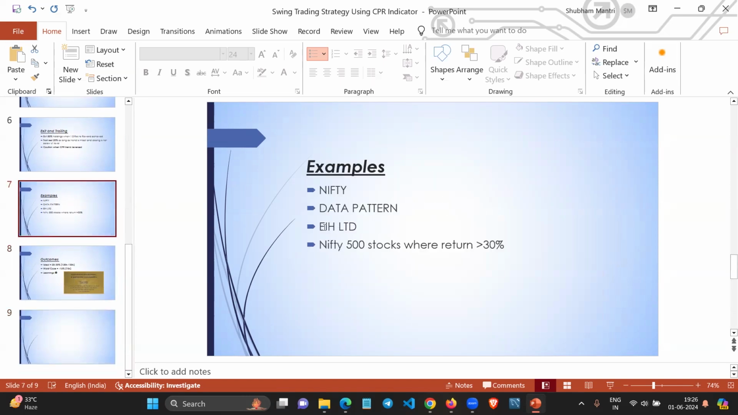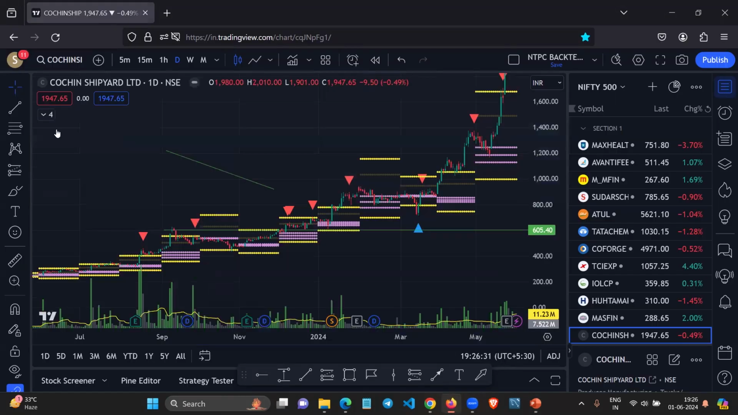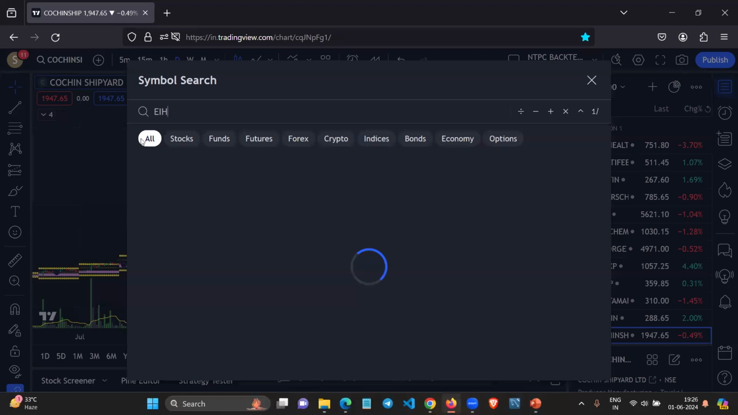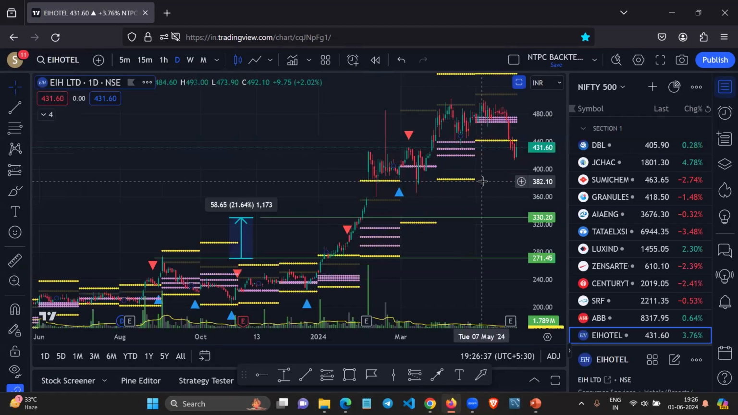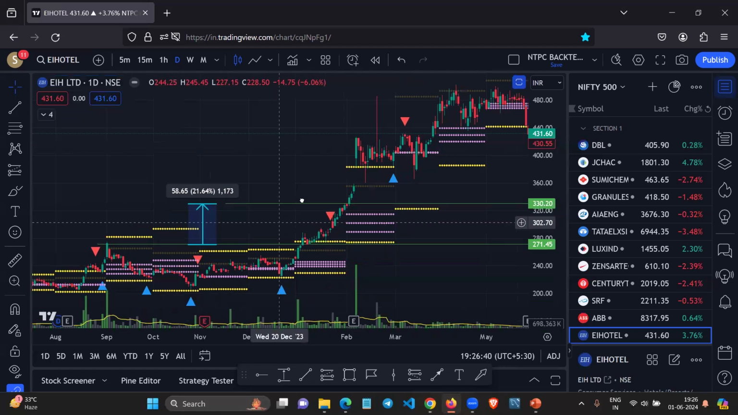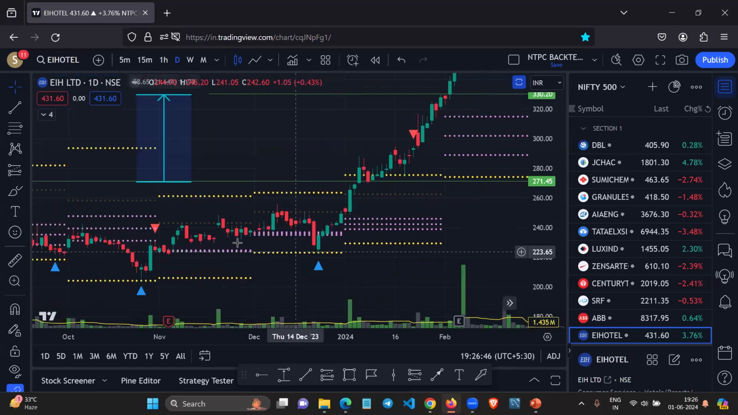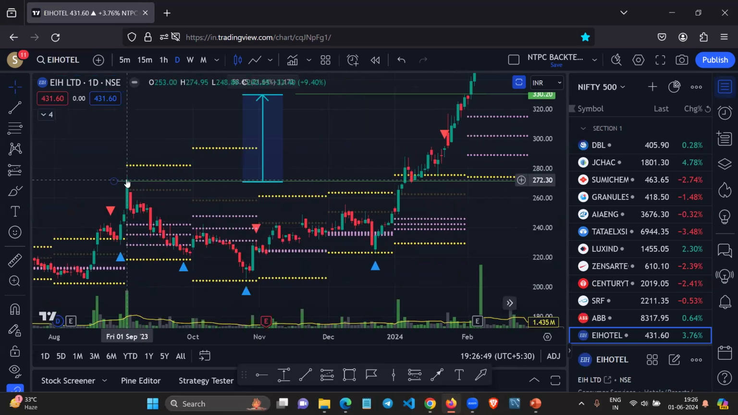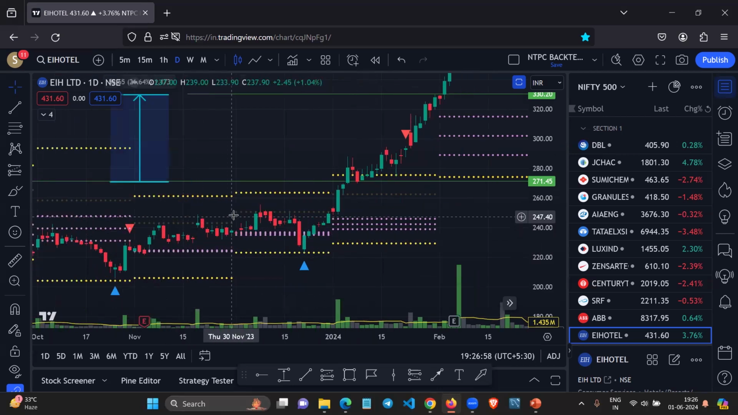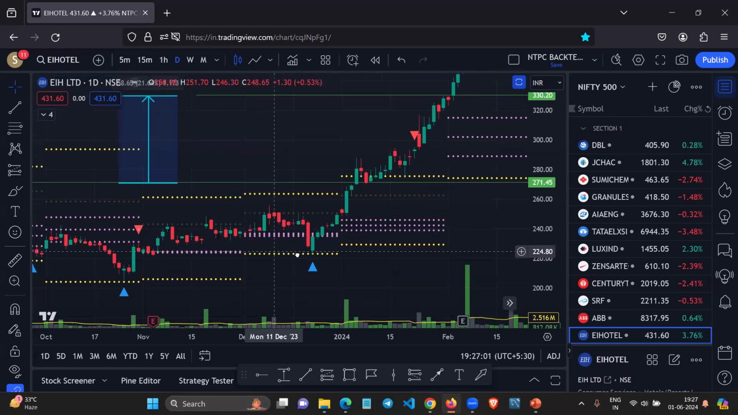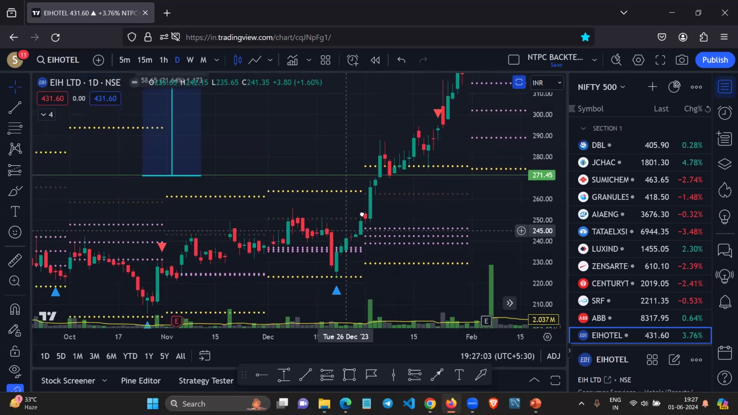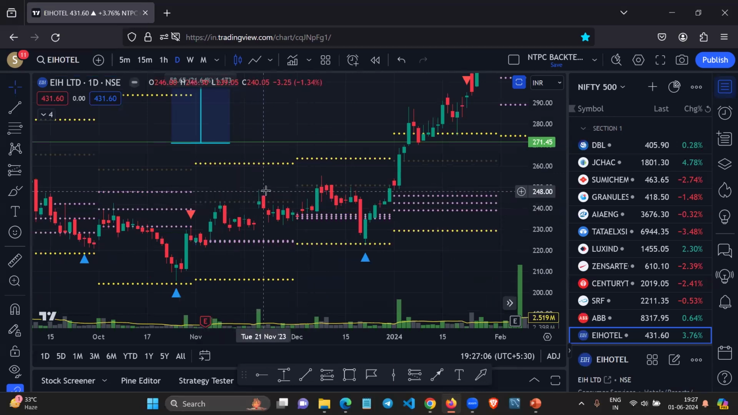So we'll consider this stock. This stock was trading near its 52-week high range, and then the first time it created this CPR uptrend was in December. Okay, then it went like this, and then see, here we can see two bounce backs from the CPR level. This is also a bounce back. It went here, then consolidated here, and then it gave a sharp move, right?